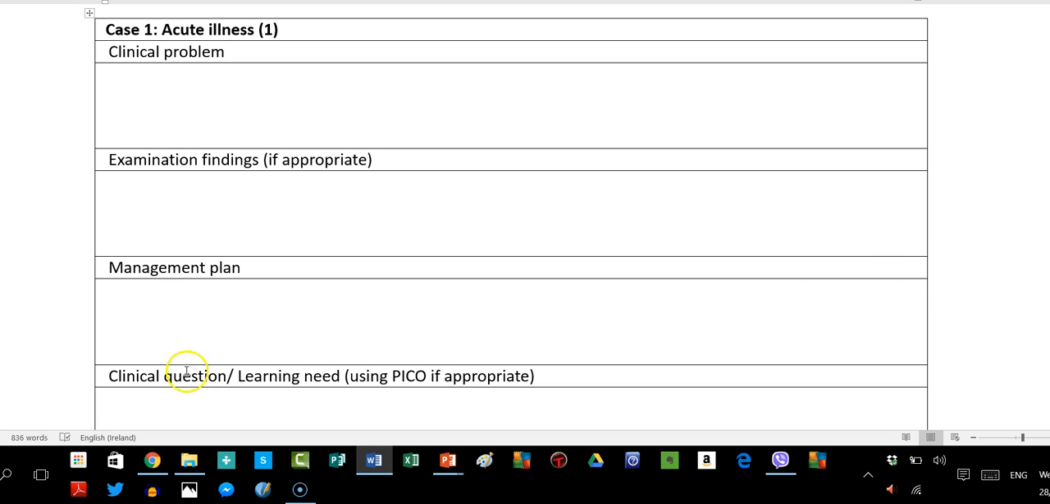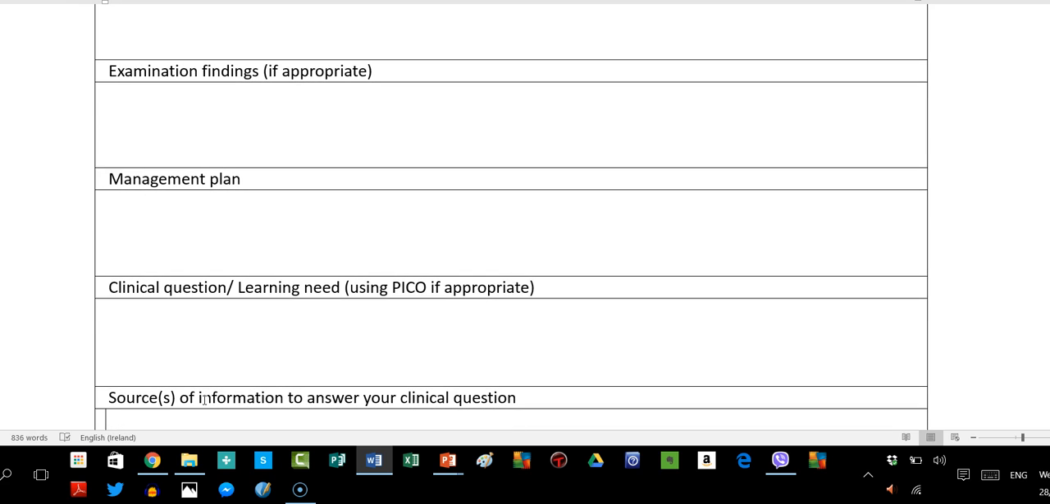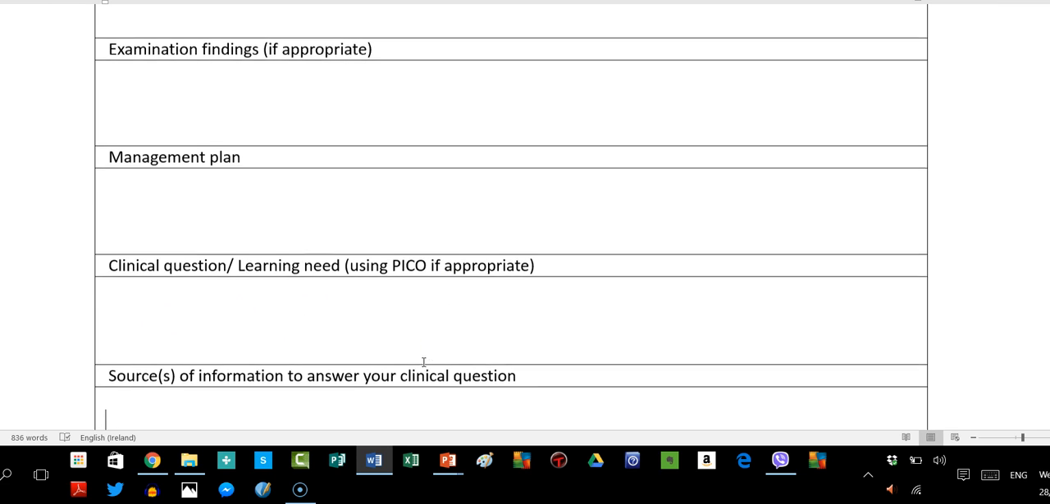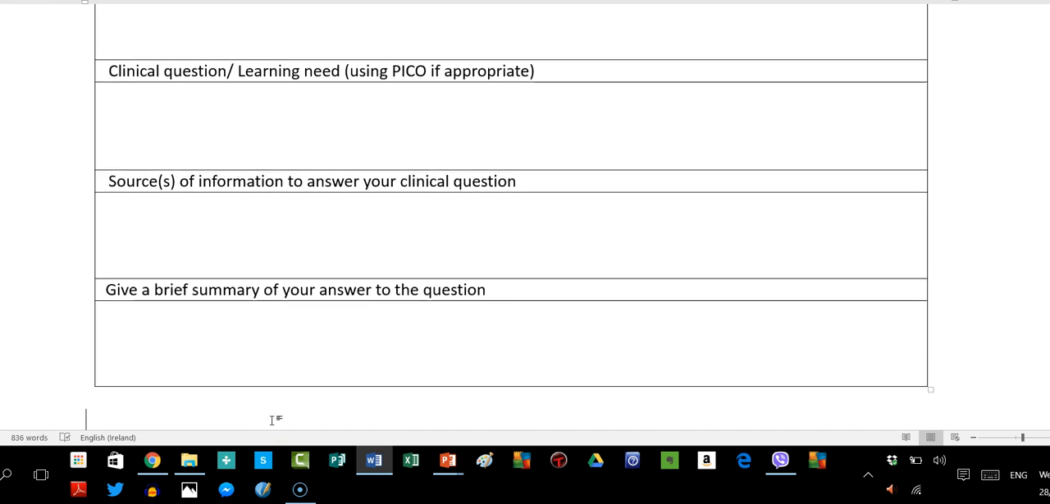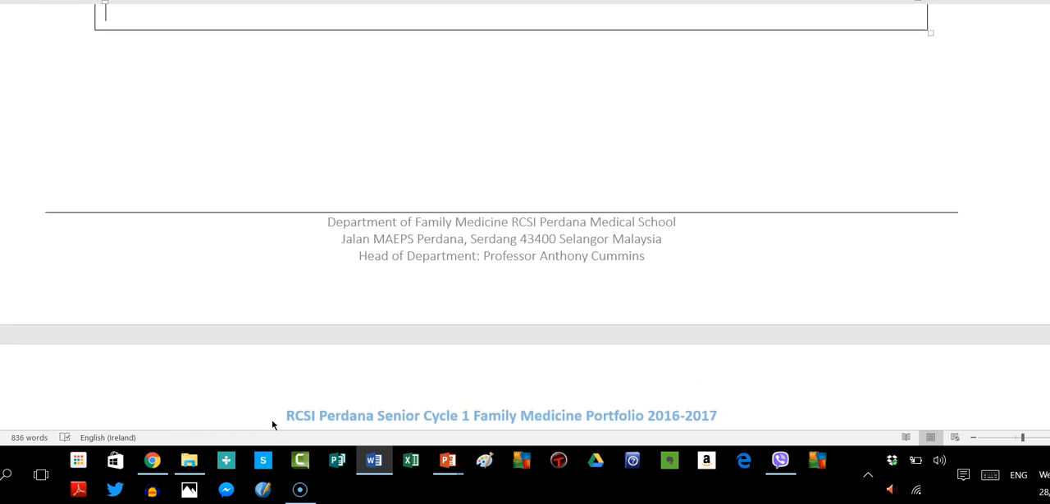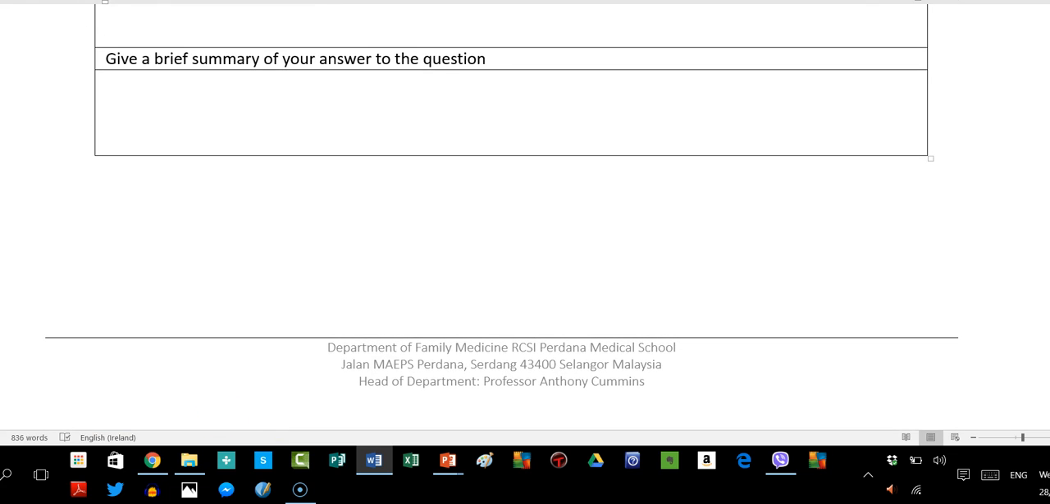You then outline your clinical question, and if this is one where you're going to use PICO, this is where you would outline the PICO structure for this question. You will then list the sources of information you have used to resolve your clinical question or learning need. And finally, you will give a brief summary of your answer to the question in your own words.